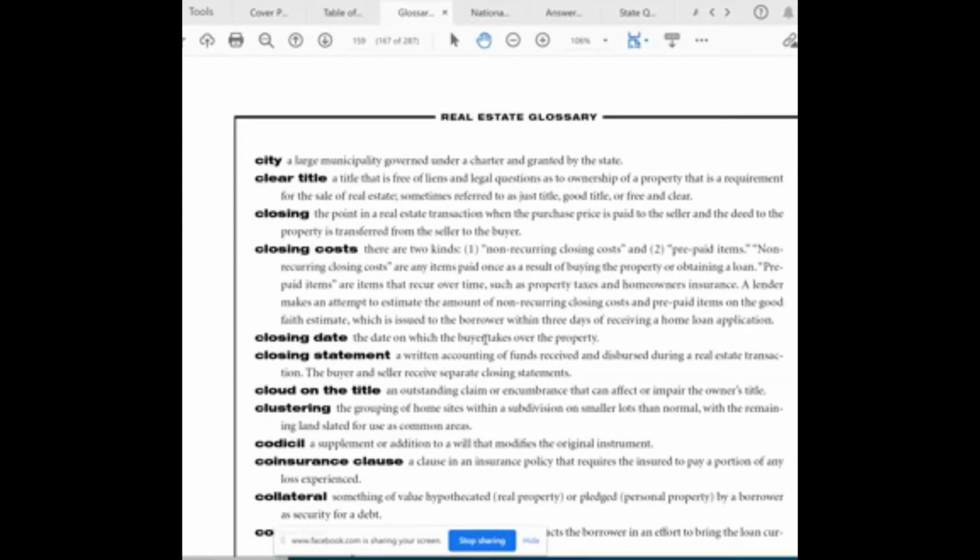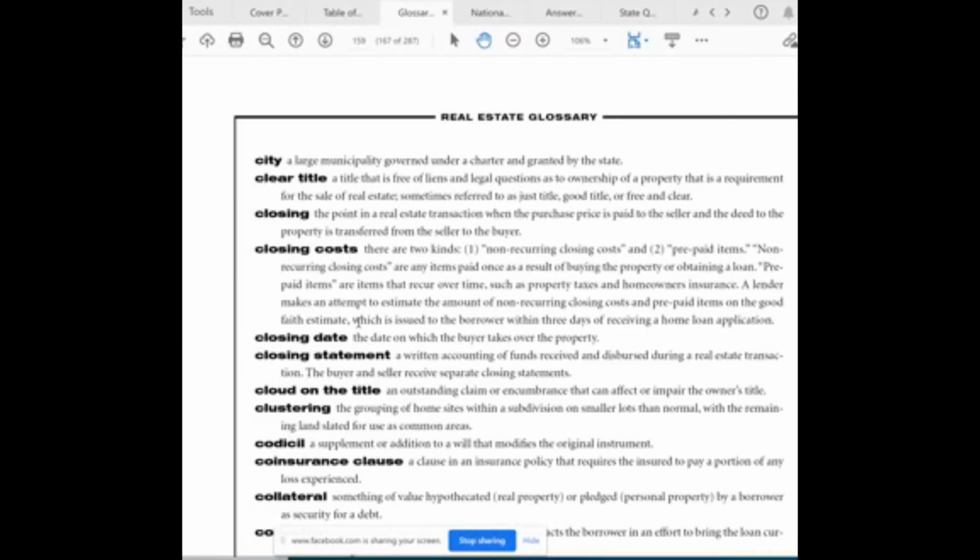So any costs that are not going to happen again are considered non-recurring closing costs. So it said any item paid once as a result of buying the property or obtaining a loan is a non-recurring cost. So those are all the costs that the lenders charge, and closing costs can range from 1.5% for the seller, plus 6% commission or 5% or 8%, whatever commission we charge. Those would be seller closing costs.